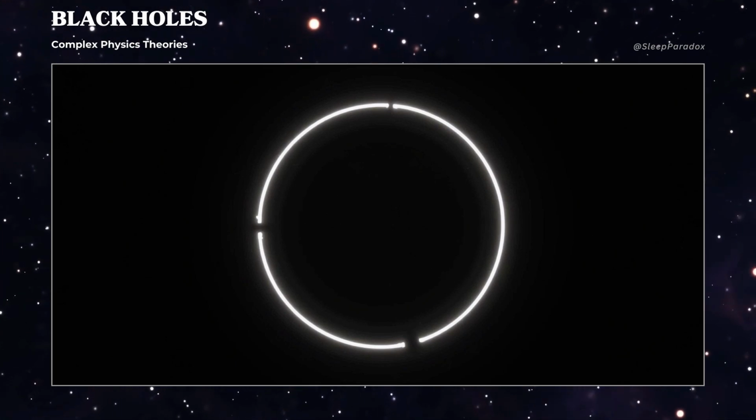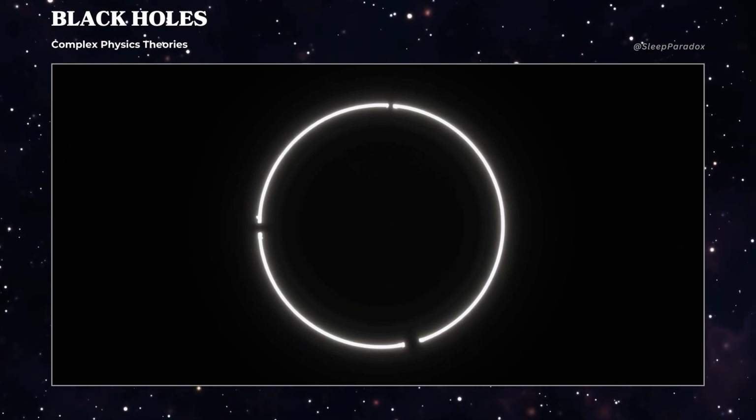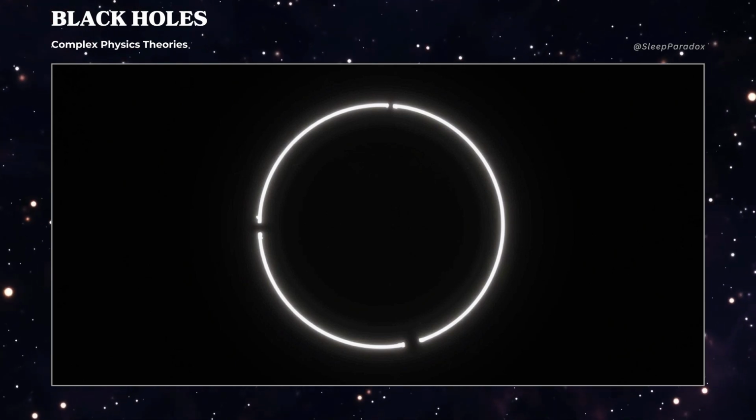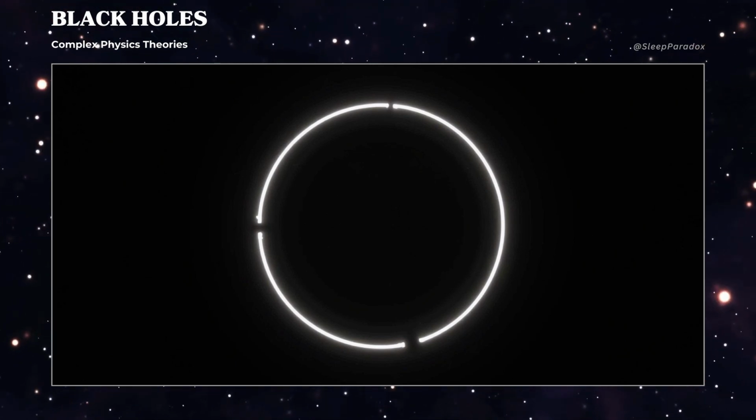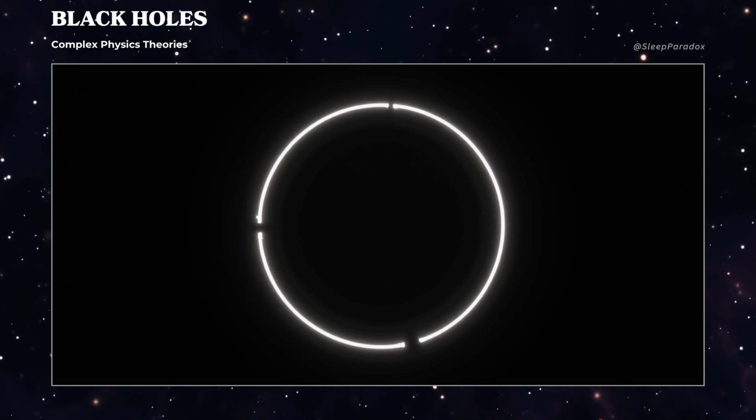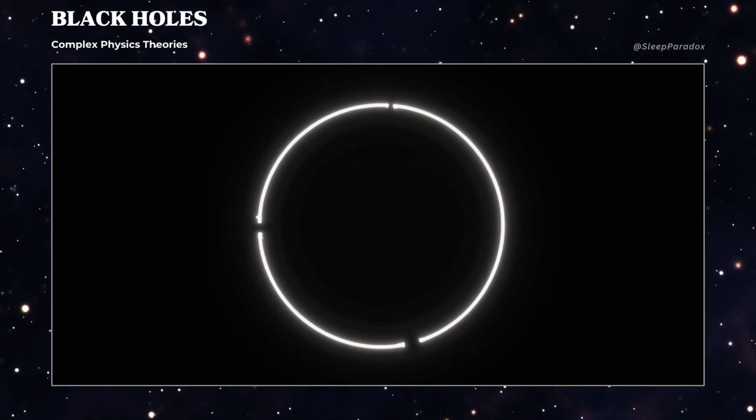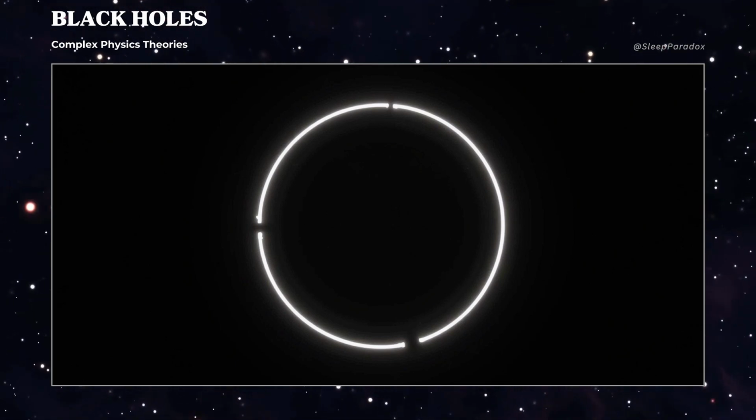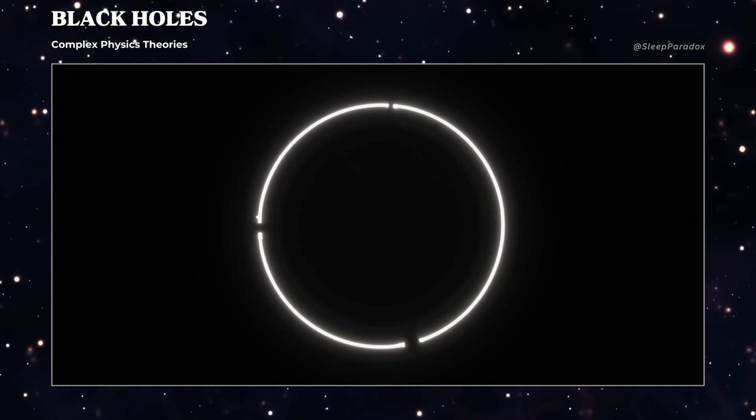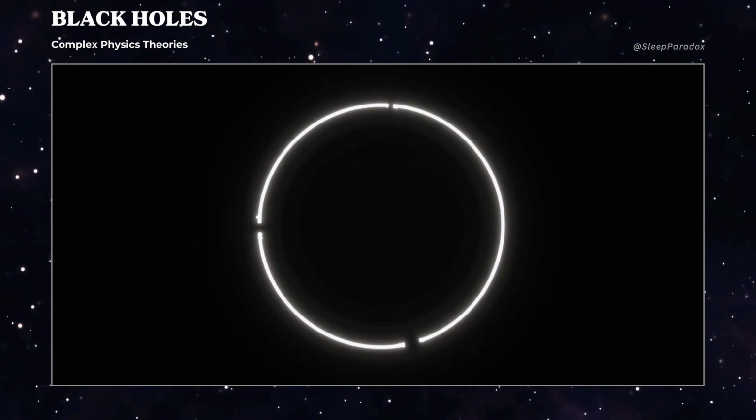Despite their reputation as cosmic vacuum cleaners, black holes do not suck in everything around them. If the Sun were replaced with a black hole of the same mass, Earth would continue orbiting it in the same path. What makes black holes so powerful is not their pull, but the fact that they compress so much mass into such a tiny region, creating extreme curvature in space-time.